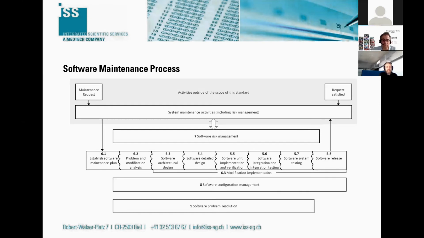Software maintenance process is pretty much the same, except you don't have a software development plan, you have a maintenance plan, and your requirements come from problems that have been found or changes that have been requested by marketing, customer, or whoever. Otherwise, it's the same.